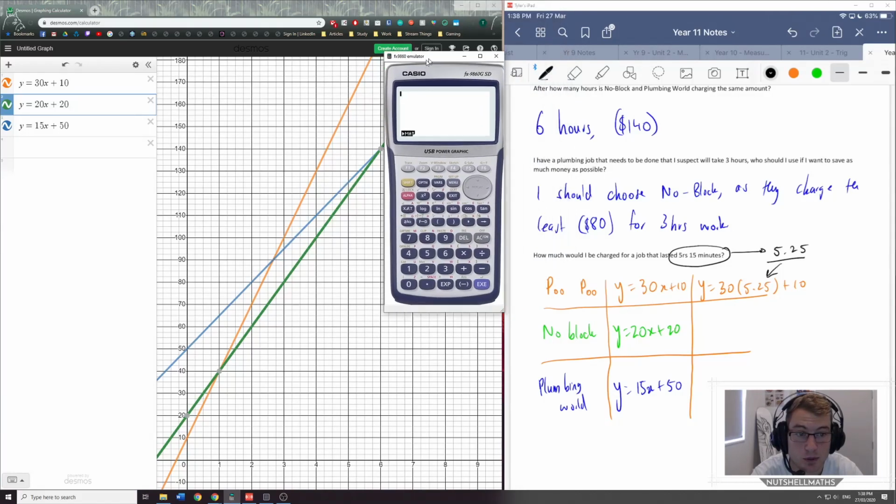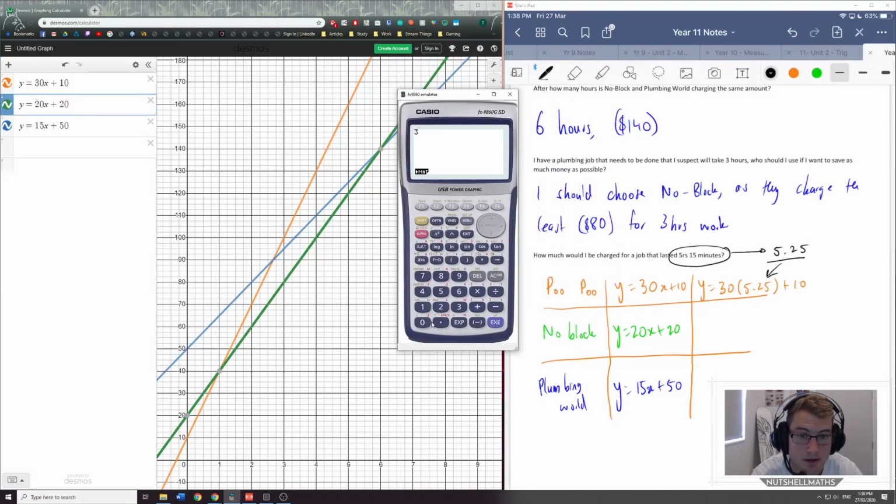So let's have a look. Poo Poo would be 30 times 5.25, I'm doing it exactly as I've written it, plus 10, is $167.50. Oopsies, I want to set up one last grid at the end. $167.50. Are we happy?